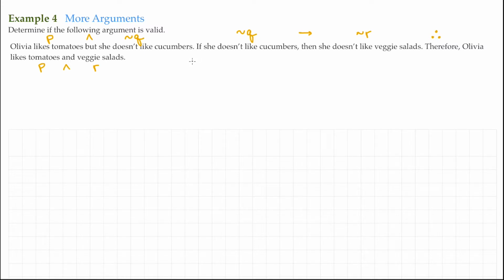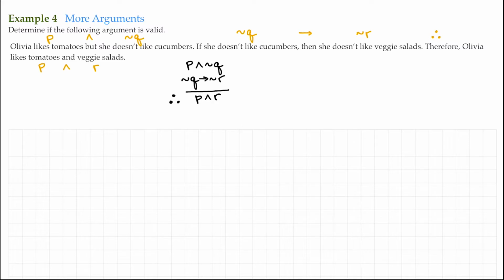So we have our first premise, P and not Q. We have our second premise here, if not Q, then not R. Of course, we separate the premises with this horizontal line, and we put in our conclusion, therefore, P and R.